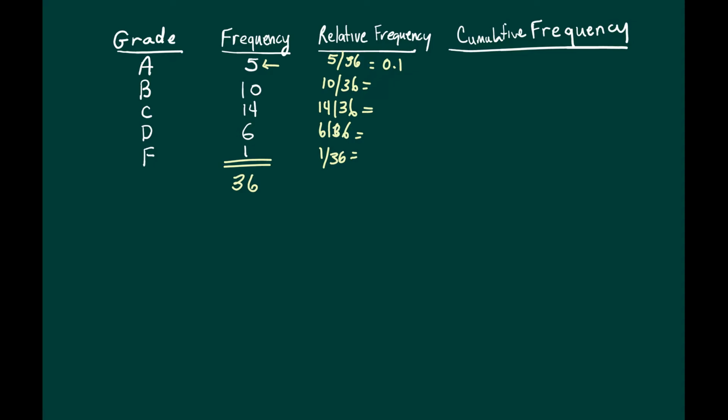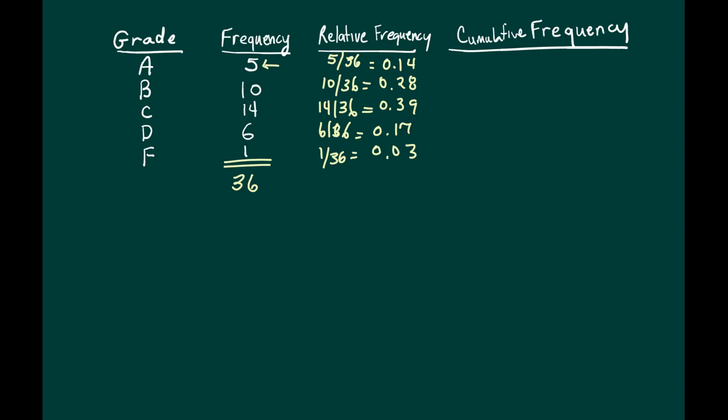And then 10, of course, out of 36, 0.28. 14 out of 36, 0.39. 6 out of 36, 0.17. And then finally 1 out of 36, 0.03. Alrighty. So these are my relative frequencies.